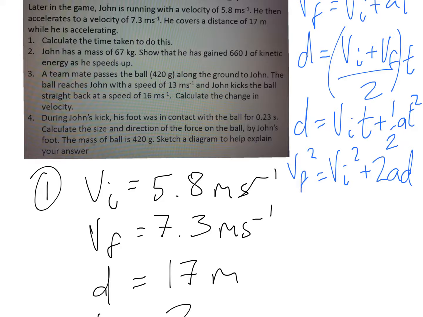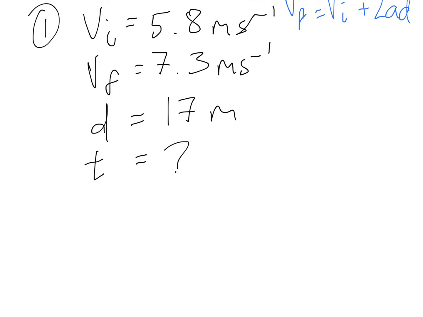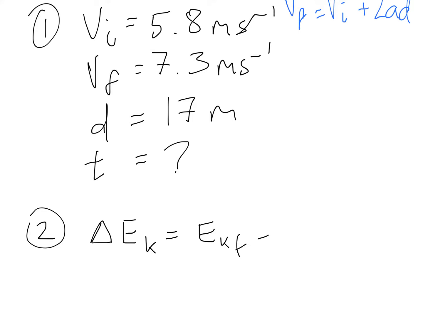So we're talking about a gain in kinetic energy. So how would I approach question 2? We're looking for the change in kinetic energy because it's been a gain. A gain is a change. Change in kinetic energy is the final minus the initial. And you may have done this as a vector equation before, but this is not a vector equation, this is just the quantities.